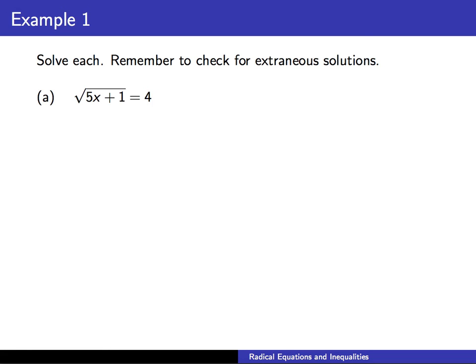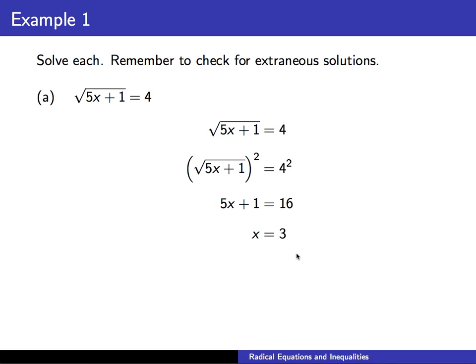We have the square root of 5x plus 1 equals 4. So the root that we have is the square root, so we want to raise both sides to the second power to get rid of the square root. Now on the left-hand side, when we square the square root of 5x plus 1, we just get 5x plus 1. And on the right-hand side, we get 16. So we have 5x plus 1 equals 16. Subtract 1 and divide by 5, we get x equals 3.